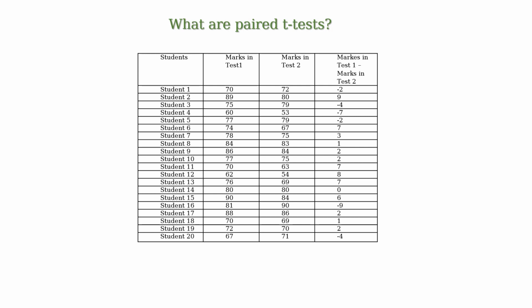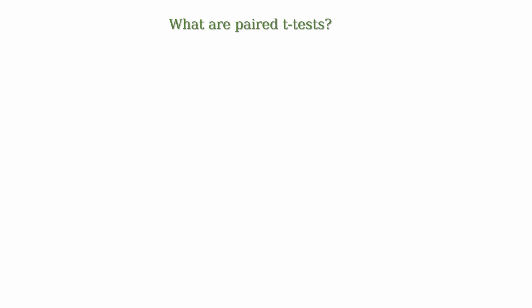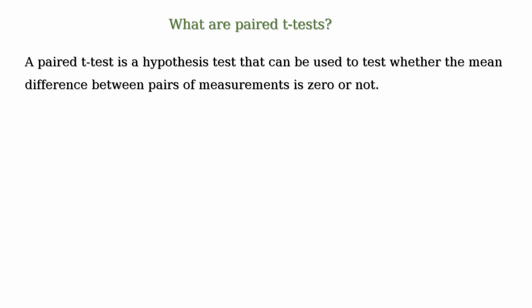Now, the question is, can we say from this data that the difficulty level of the 2 tests is significantly different? To determine that, we can perform a paired t-test. A paired t-test is a hypothesis test that can be used to test whether the mean difference between pairs of measurements is 0 or not.